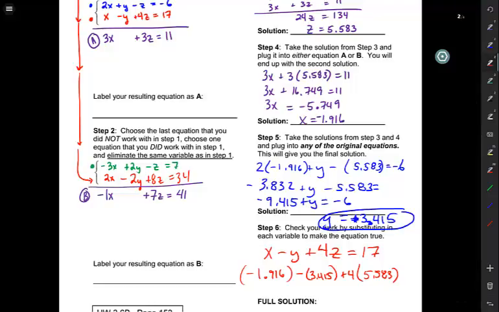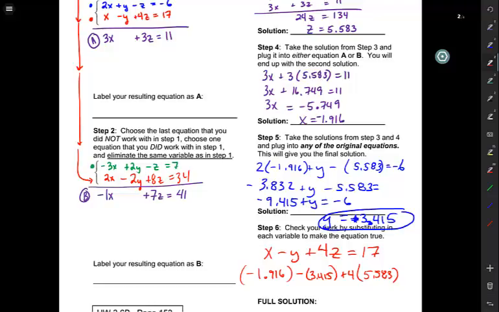Negative 1.916 minus 3.415 plus 4 parentheses 5.583. 17.001. Yeah, close enough. So why is it 0.001? Because they go all the way. Yeah, did we round a little bit? Yes. But what's the good point? 17. Is that it? Yes. Yeah, we got it. So we can write down our answer.